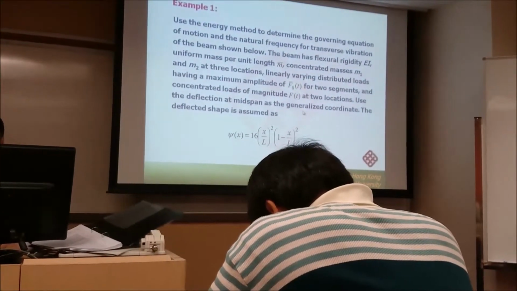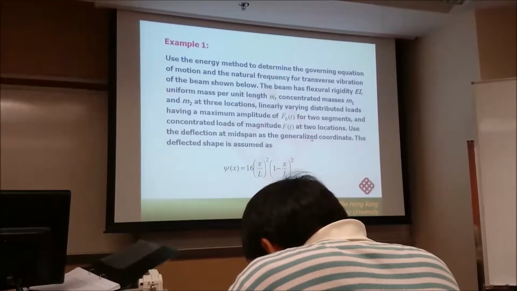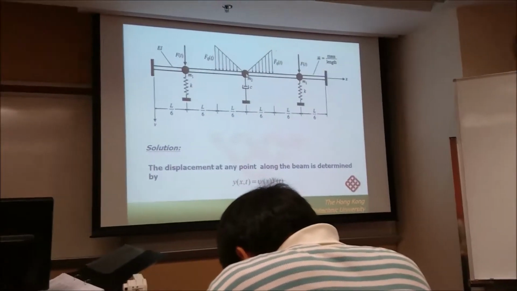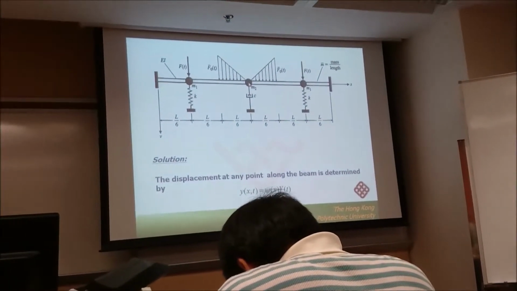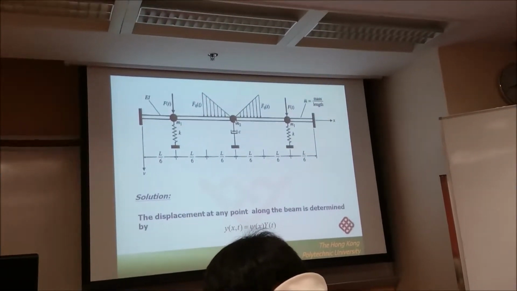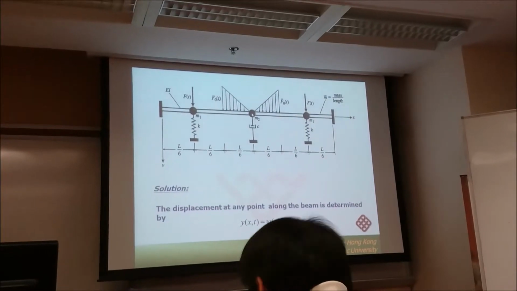Okay, so here I provide you the middle span as a generalized coordinate. So the deflection at the middle span is a generalized coordinate. That means the function phi should be equal to 1 at this point. If it is not equal to 1, you have to normalize it.